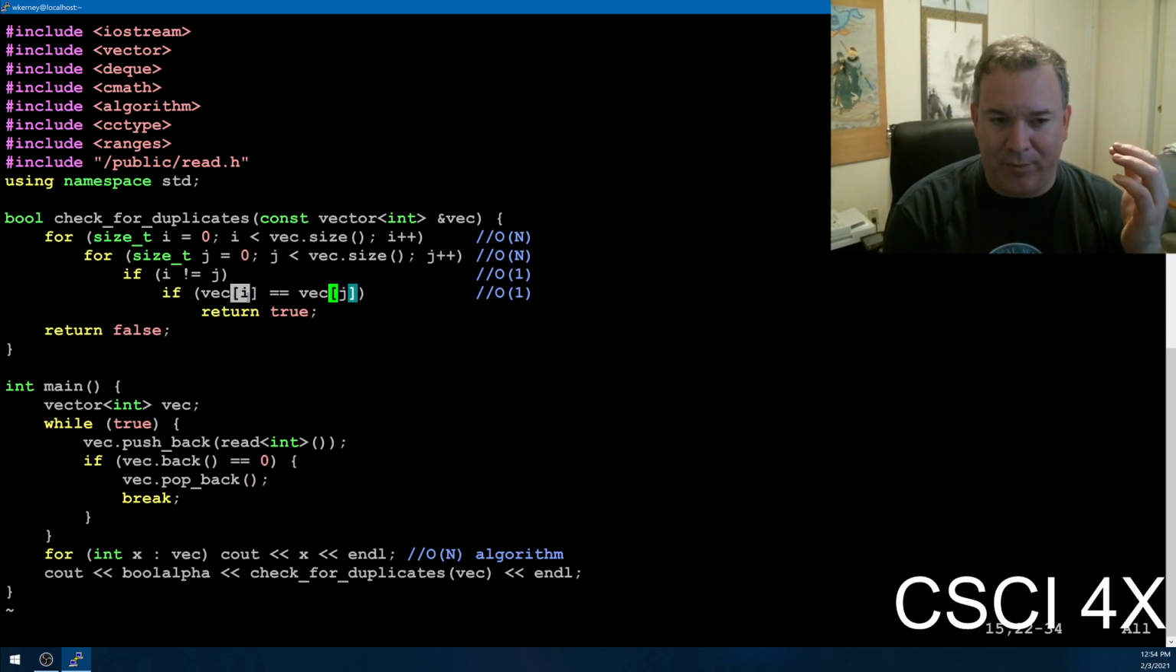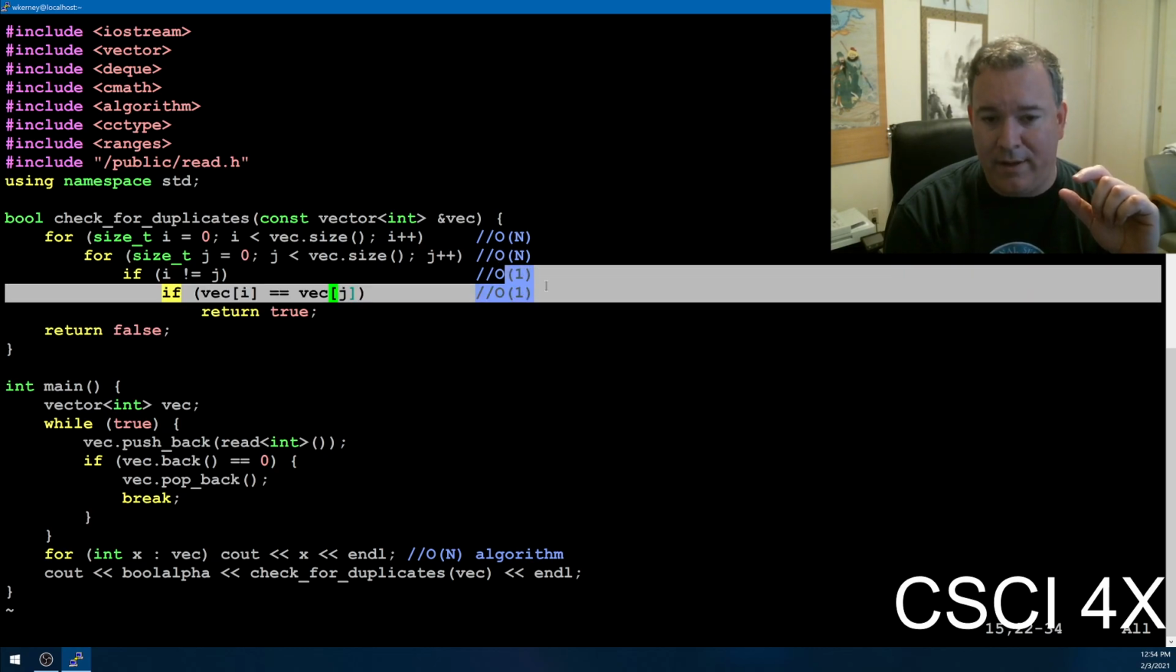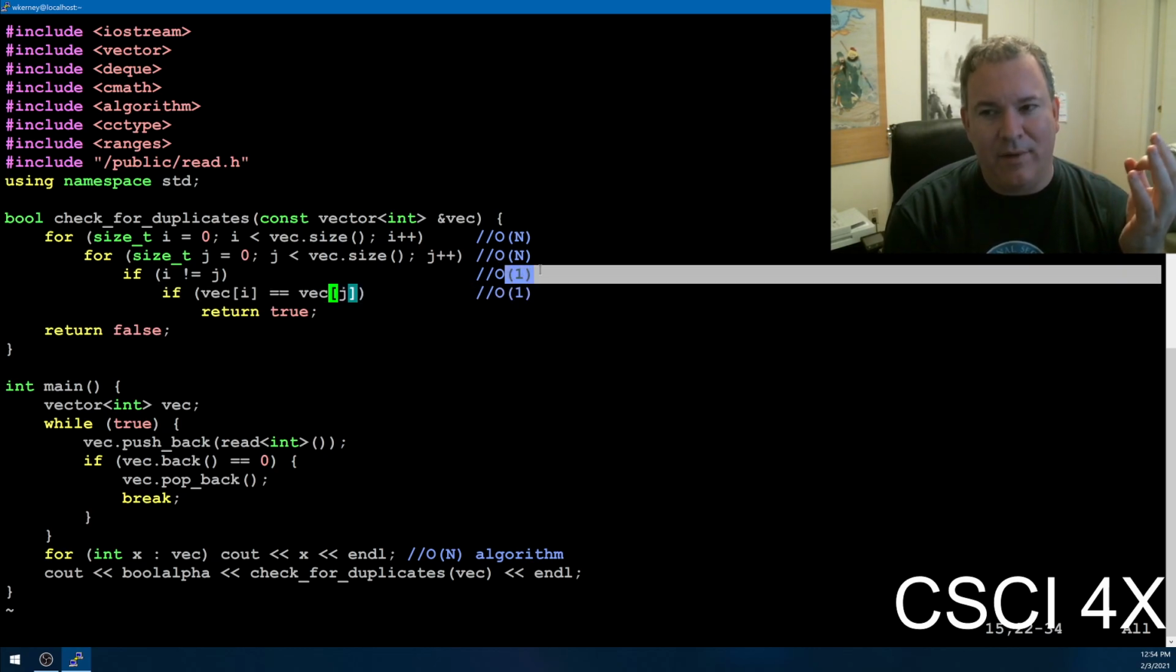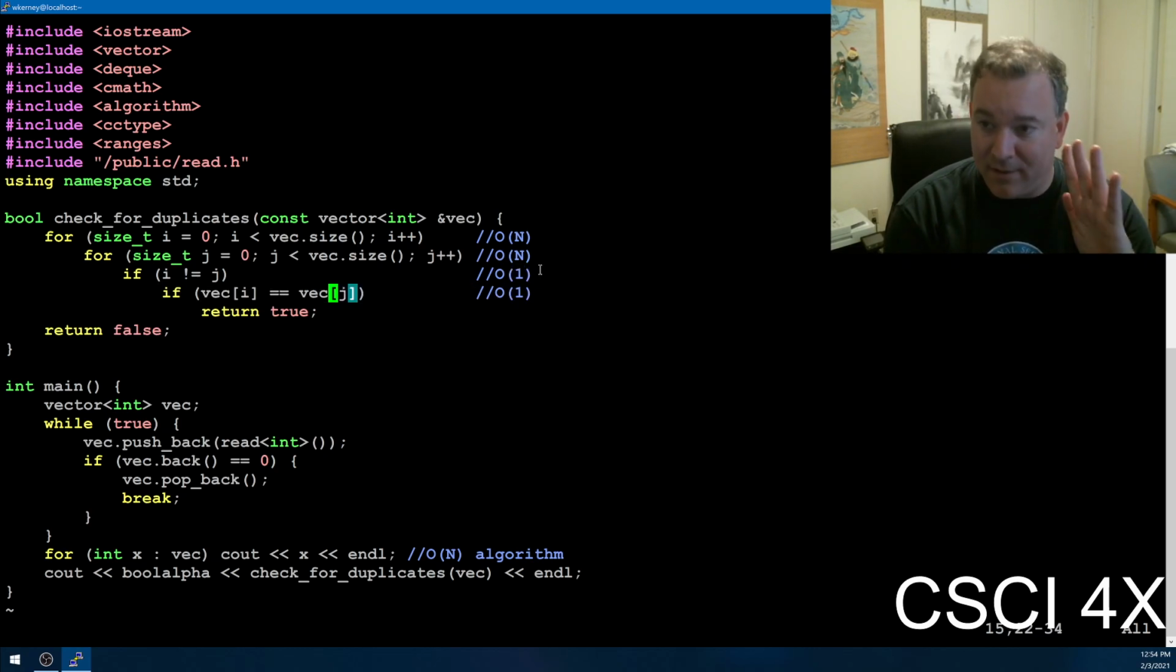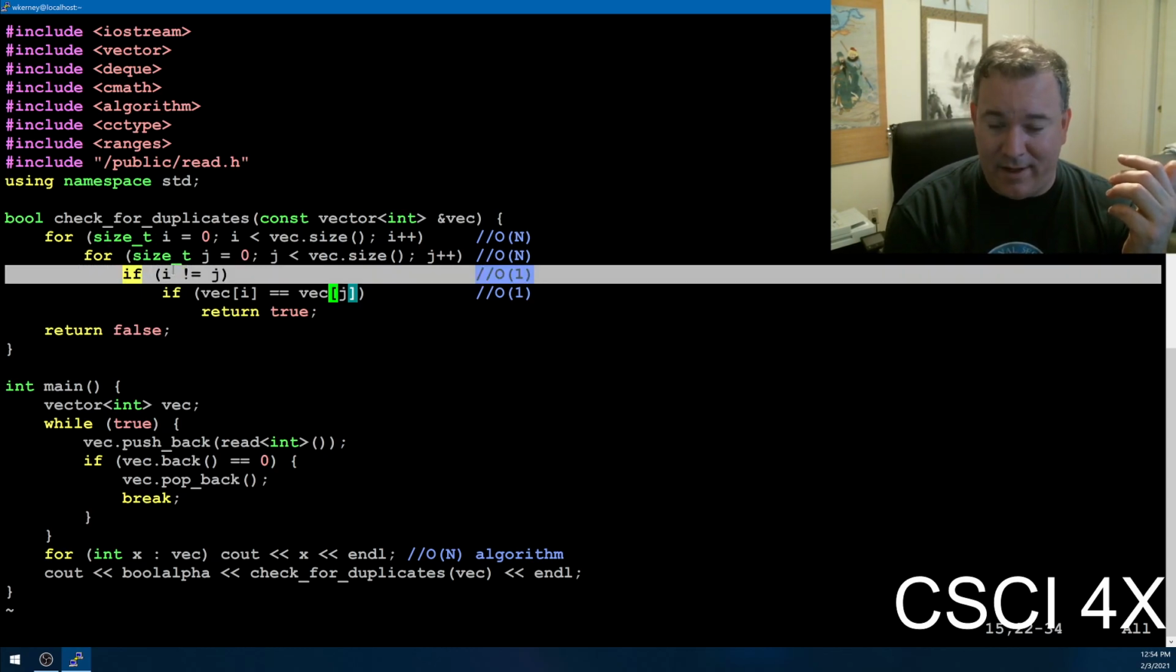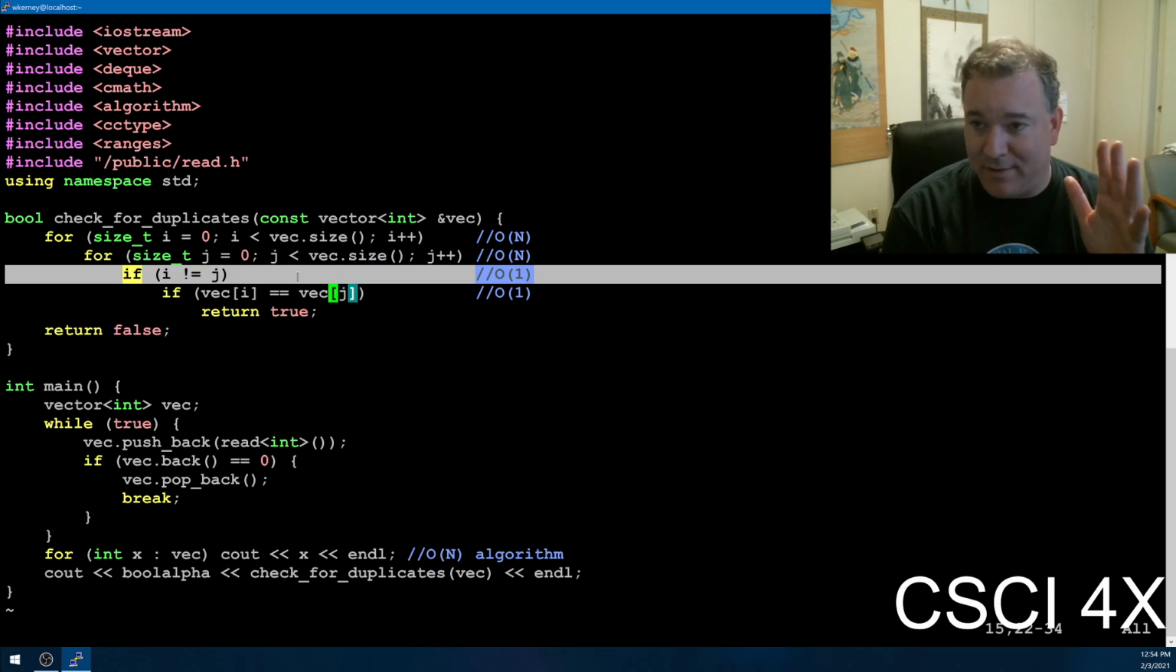Technically, there's a multiply and an add and a multiply and an add and a comparison, but it's a constant amount of running time. Order 1 doesn't mean you're doing one thing. It means constant running time. The amount of time it takes to compare one integer with another integer is constant. If the vector is big or small, this line here will always take the same amount of time. It doesn't matter.